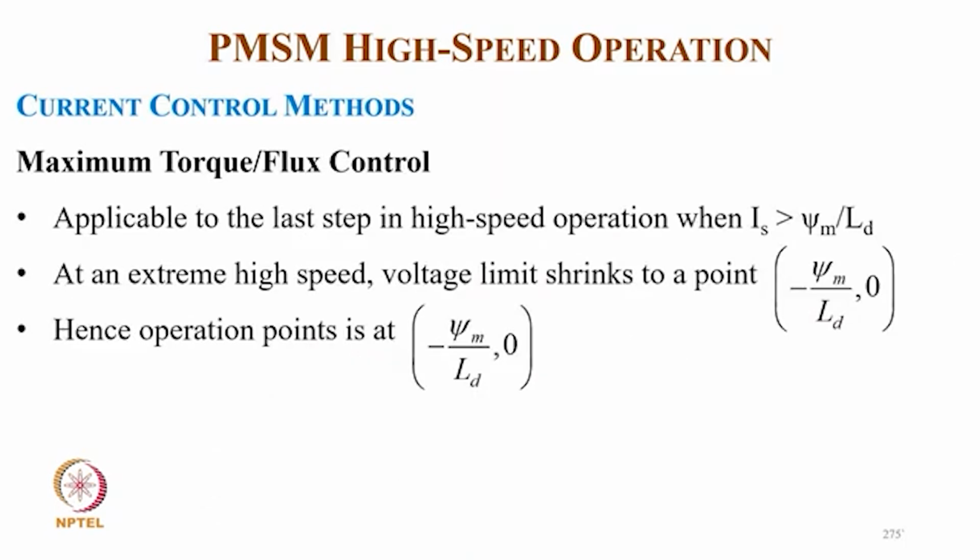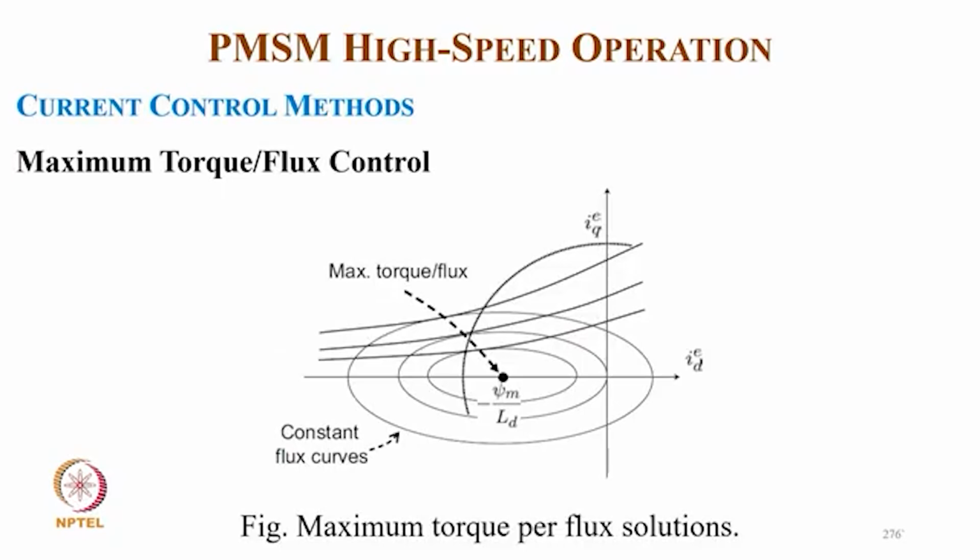omega square LD square. So now coming to maximum torque per flux control, applicable to the last step in high speed operation when IS is greater than pi m upon LD, and at extreme high speed the voltage limit sinks to the point minus pi m upon LD and 0, as the operation point is minus pi m upon LD and 0. And this is typically maximum torque per flux control. So you can see how the flux positions are there corresponding to the ID IQ axis.